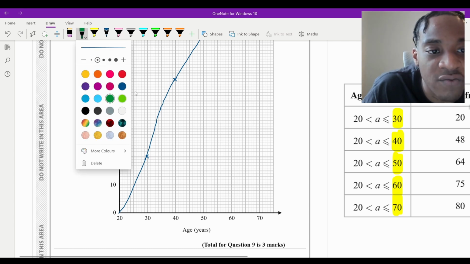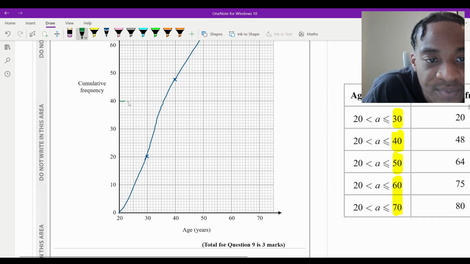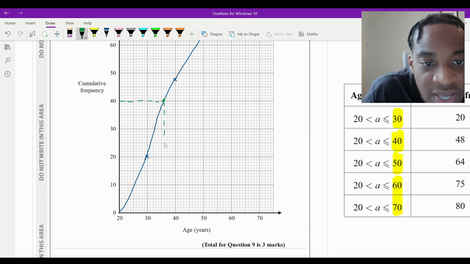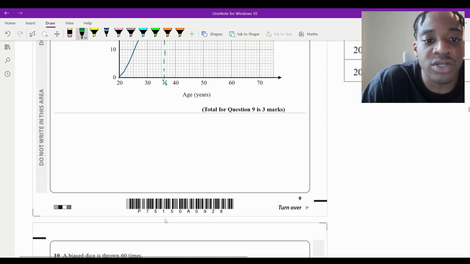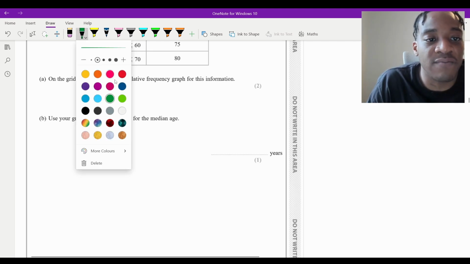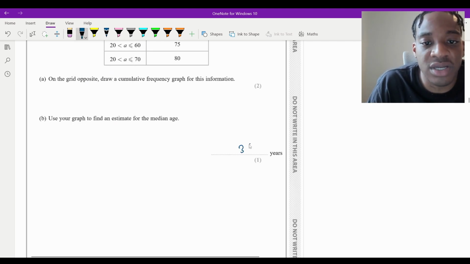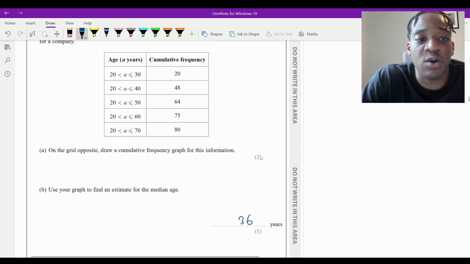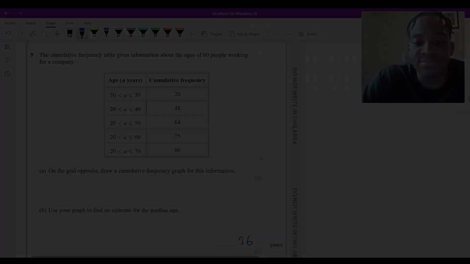So I'm going to put it in green here. So 40 is right here. And then that will take me right here. And I'm just going to go down all the way here and see what value that is. And that is just 1 after 35, isn't it? So it's just 36 here. So therefore the answer is up here, isn't it? The answer for an estimate for the median age would just be 36 years. And that will be part B, and that will be the entire question 9 finished.